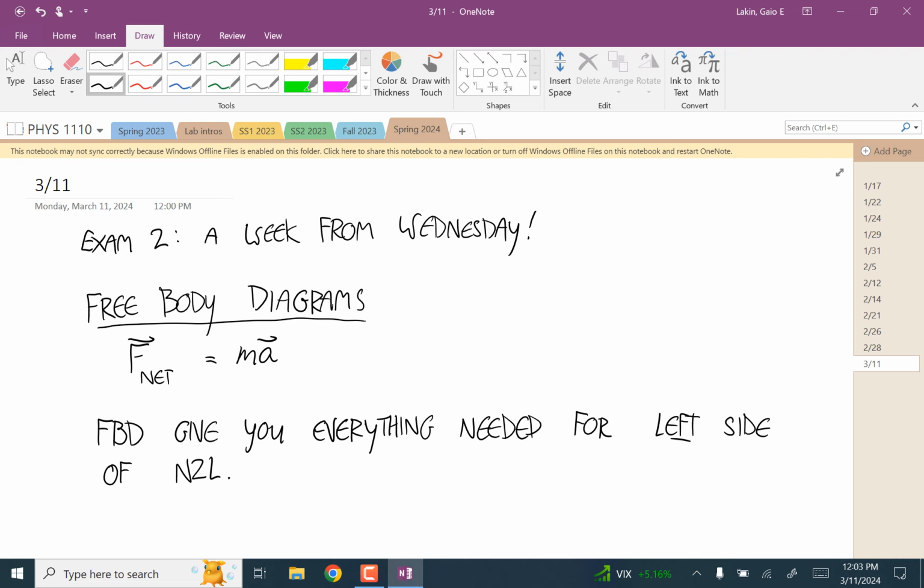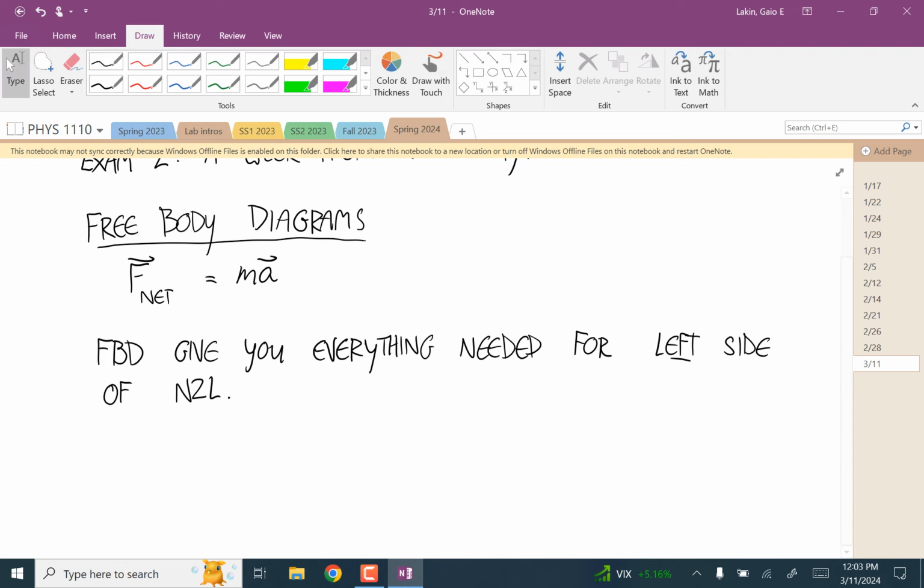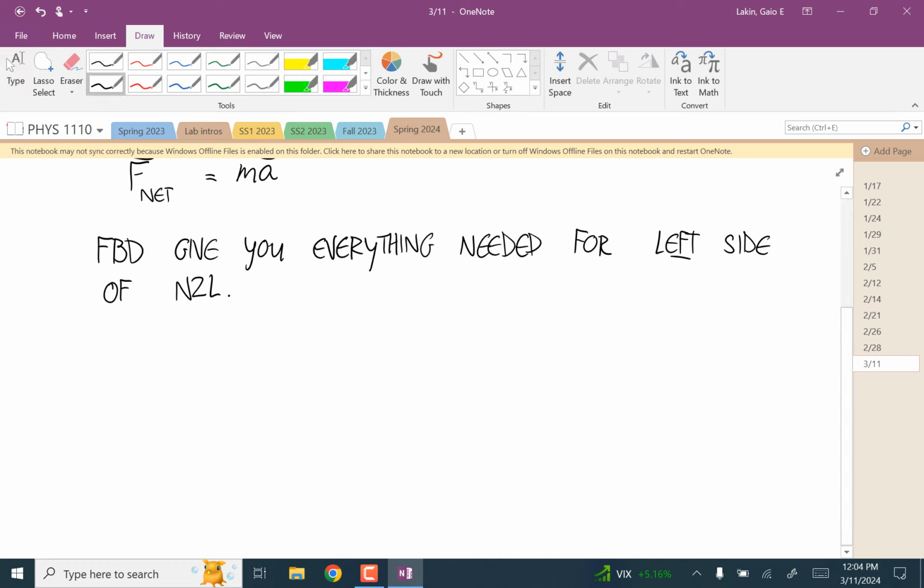Okay, so we'll draw a free body diagram. It has all the forces in it. Then all you have to do is put those in vector component form, and that gives you the left side of the equation. Then all you have left to worry about is basically the acceleration. And I gave you a list of force types. So these are all of the forces that we're going to deal with in this class.